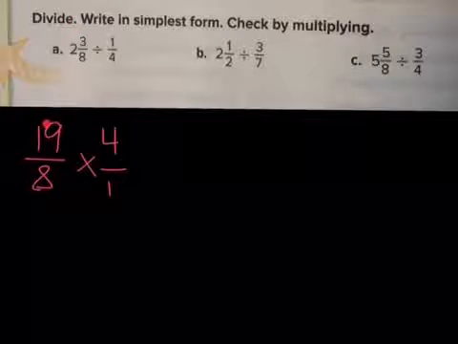Okay, I went right ahead and I did this first step, which is converting the mixed number into an improper fraction. 8 times 2 is 16, plus 3 is 19, so 19 over 8. I changed the division to multiplication, and I inverted the second fraction. Okay, and now I can cross-reference. That's the step I'm on.